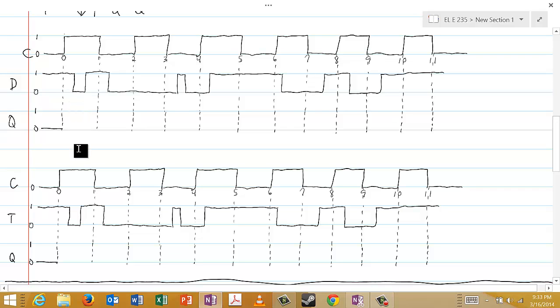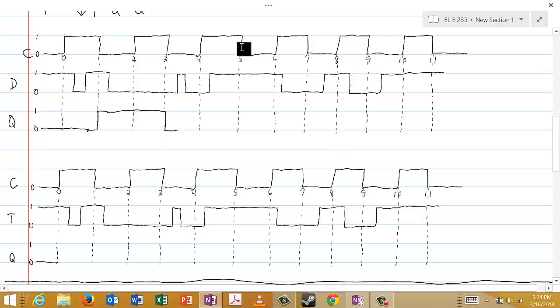Well, since this is negative edge triggered, that means that we only need to look at what's happening at times t equals 1, 3, 5, 7, 9, and 11, because those are the times when the clock has a negative edge. So let's go ahead and extend this all the way to just before 1. And we see that at the first negative edge, D is equal to 1. So we will do this. At the next negative edge, which is at t equals 3, D is equal to 0. So at that negative edge, we'll go back down to 0.